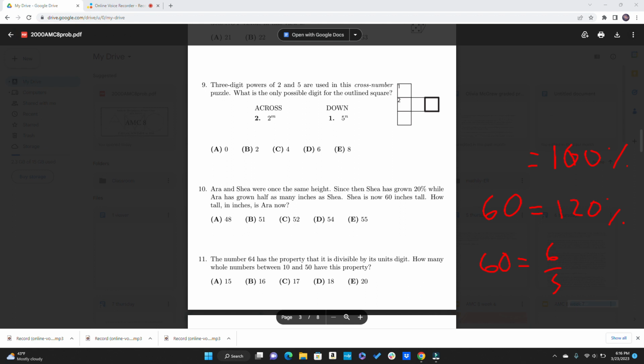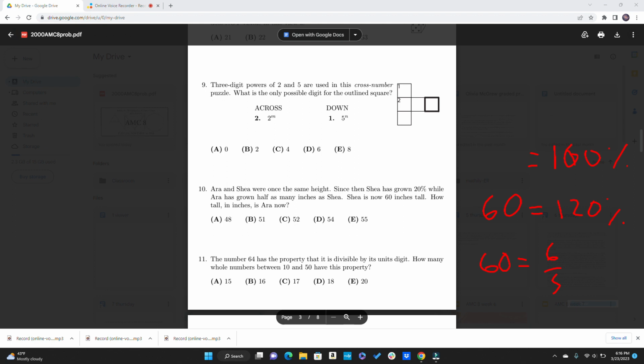Or 12 times 5, right? Because we want to find 5/5, not 6/5. So 12 times 5 is... Okay, wait, I'm getting this confused. Pretend I didn't do that. So if we have 6/5, we want to find 5/5.